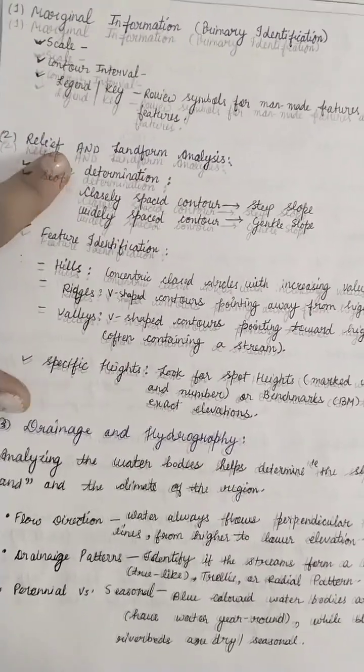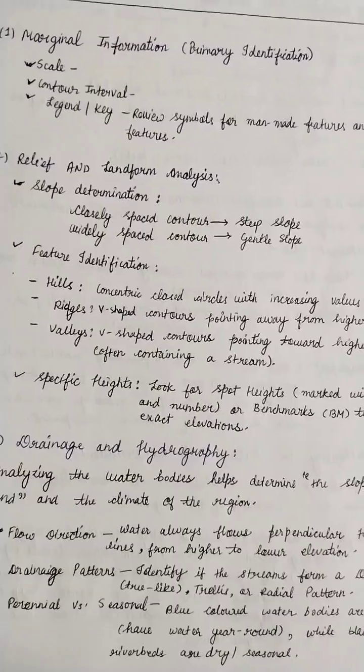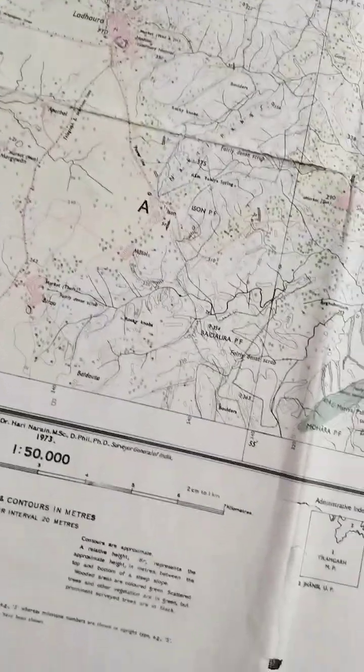Then we go for relief. What is the slope of the topo sheet? For example, this is a topo sheet. Now I will tell you how we read it point by point. For example, if we see the marginal information, here this is considered as the margin. This whole part is considered as the margin of a topo sheet.